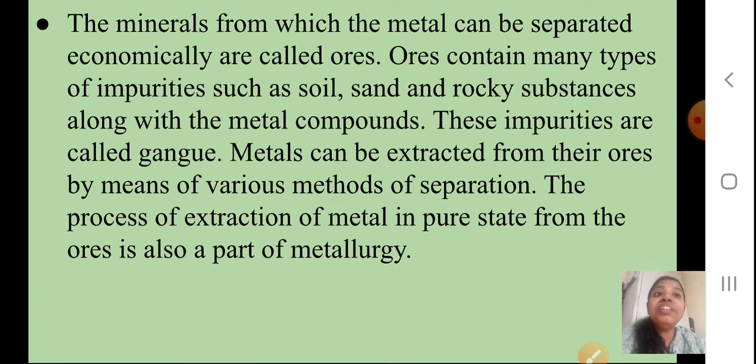Okay, so the minerals from which the metals, we need the metal, right? We need the metal for different types of processes in whatever is going around us. So the minerals from which metal can be extracted for economic growth, we call them ores. Ores contain many types of impurities such as soil, sand and rocky substances along with the metal compounds. These impurities we call gangue.